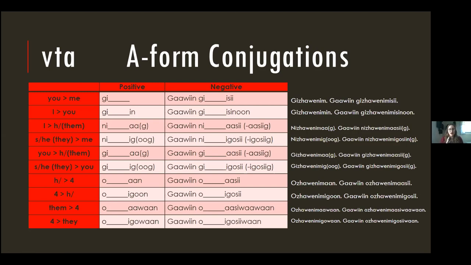So this would be me talking to Shannon, right? So I'm talking to Shannon about the girls and their pet. Okay? So then we'll go the other way, the pet to the daughters. Ojawainamagowan. Okay? So the pet loves them. Pet loves the daughters. And then negative. Gawin ojawainamagosiwan. So the pet doesn't love the daughters.